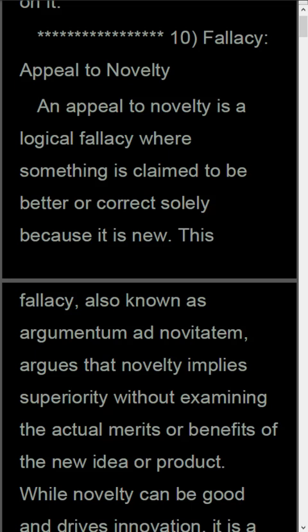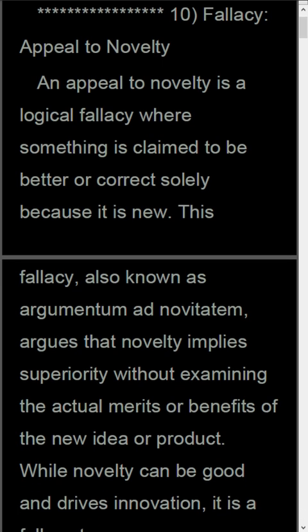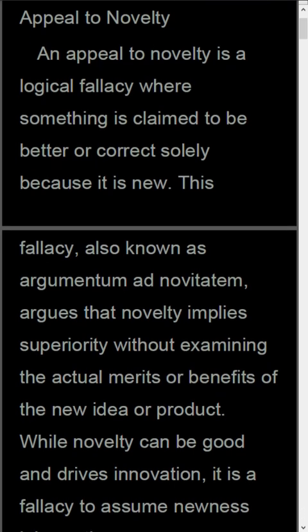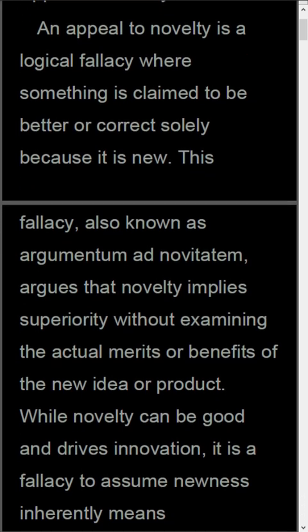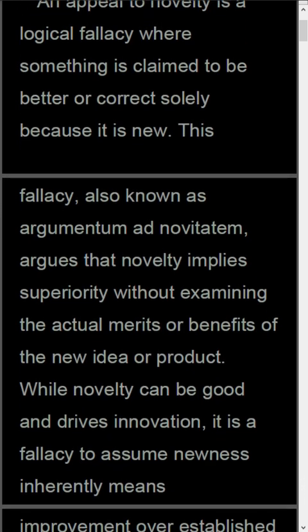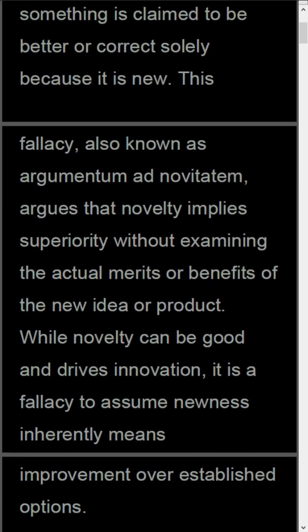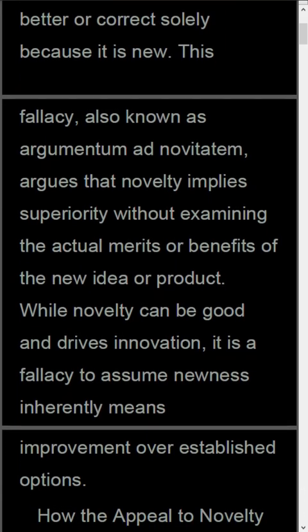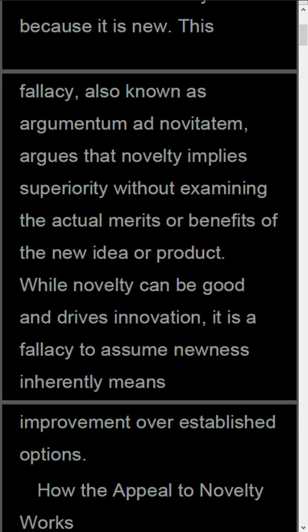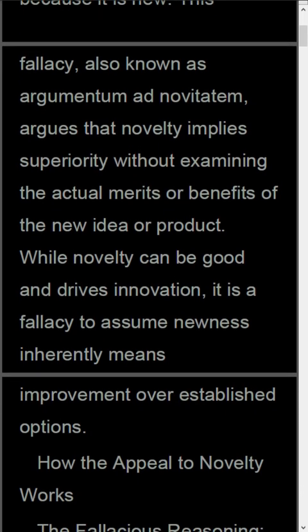Fallacy. Appeal to novelty. An appeal to novelty is a logical fallacy where something is claimed to be better or correct solely because it is new. This fallacy, also known as argumentum ad novitatem, argues that novelty implies superiority without examining the actual merits or benefits of the new idea or product.